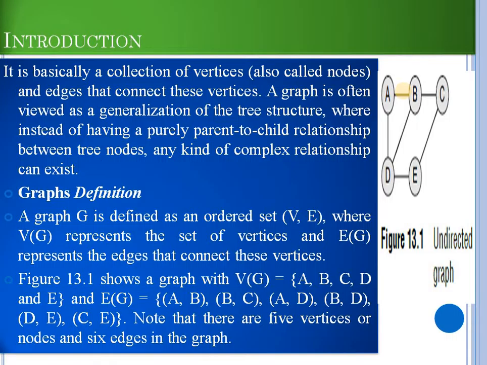A graph is often viewed as a generalization of a tree structure, where instead of having a purely parent-child relationship between the nodes, we have complex relationships in graphs. A graph may contain a cycle or may not, but a tree is cycleless. We can say that a tree is a graph without a cycle.